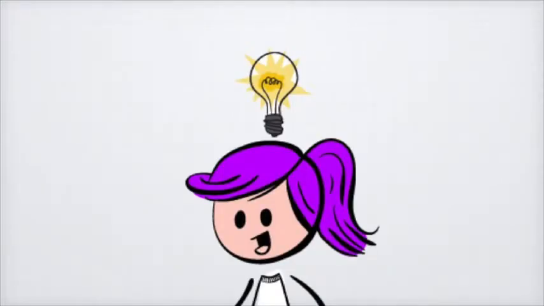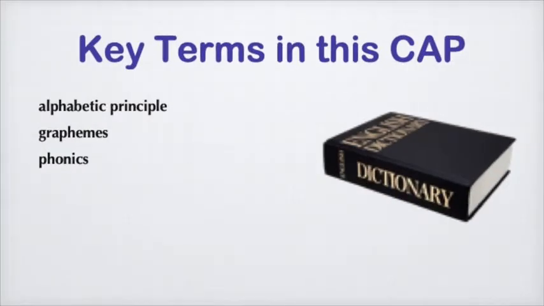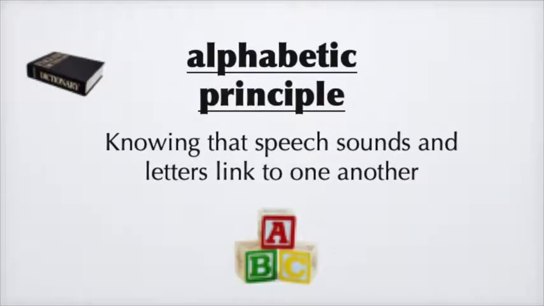Now we'll present the new key terms for this CAP. The terms we'll define are alphabetic principle, graphemes, and phonics. First up is the definition for the alphabetic principle. The alphabetic principle is knowing that speech sounds and letters link to one another.